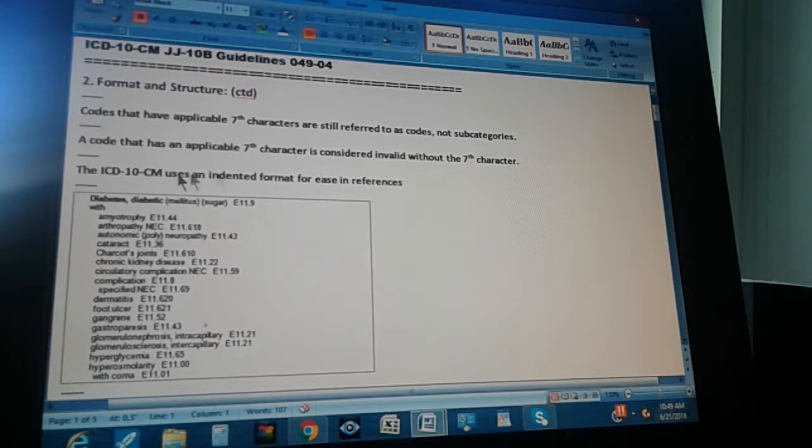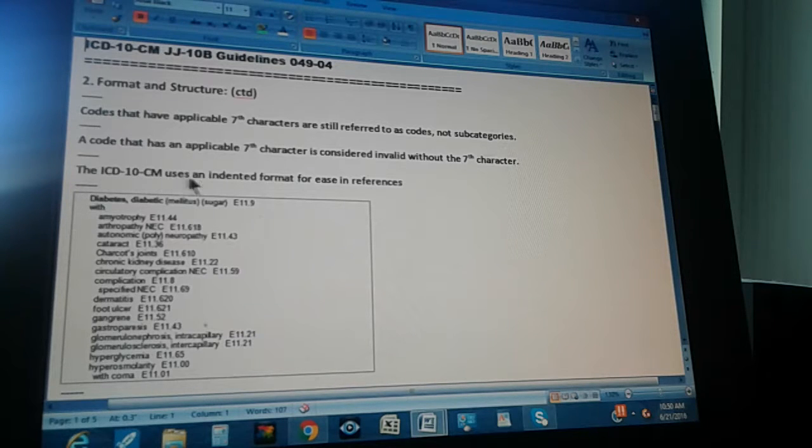A code that has an applicable seventh character is considered invalid without a seventh character. If this code needs a seventh character, you always have to put it. You cannot ignore it. That's what they're saying, right? Now, the next one is?